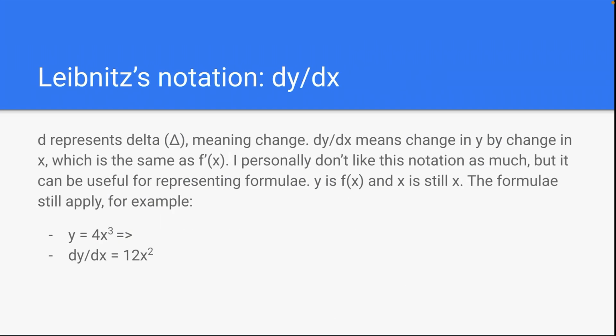Leibniz's notation, dy by dx. d represents delta, which is this little triangle thing, which means change. So it's changing y by changing x, which is the same as f dash of x, which is what Isaac Newton did. That's Isaac Newton's version, because they both made separate calculus things at the same time, but you guys don't need to know about the history. I don't like this notation as much, but it can be useful for representing formulae. Again, y is f of x and x is still x. The formulae still apply. You can look at that example there.